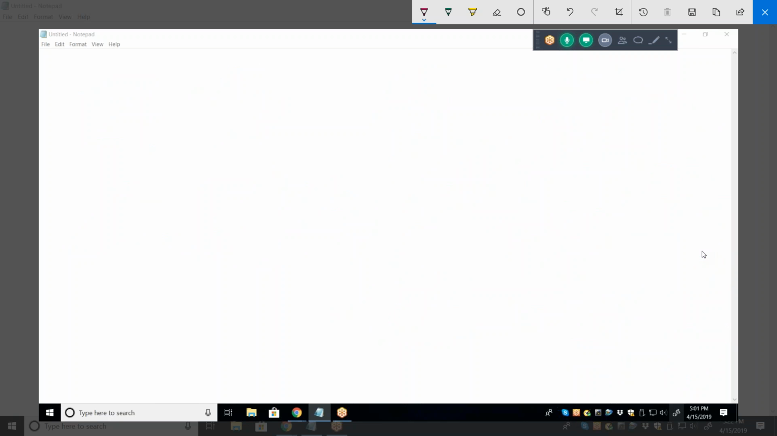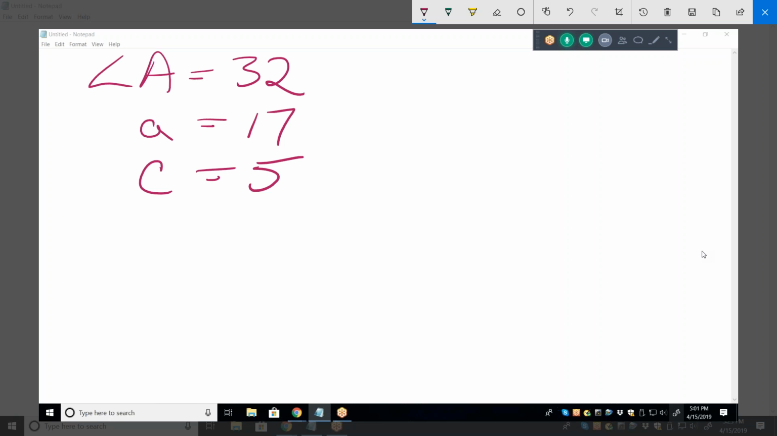Okay, so this one is angle A equals 32 degrees, little a equals 17 centimeters, and little c equals 5 centimeters. Now, they've only given you 3 pieces of information, and they've only given you one angle, which means we can't automatically come up with that third angle. However, we got an angle, we got an opposite side. What law are we going to use? Law of sines.